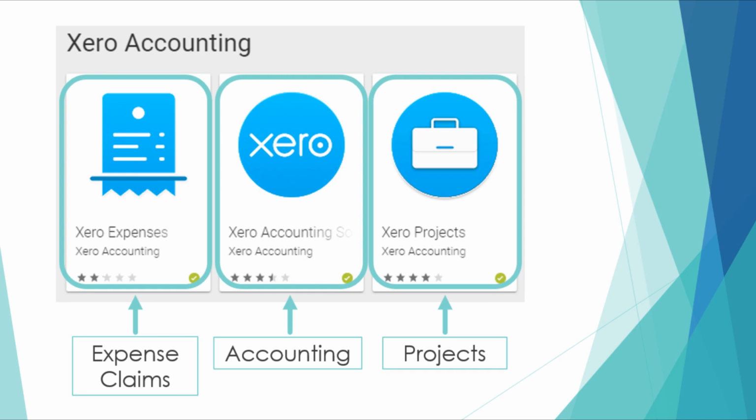If you want to submit an expense claim, you can download and install the Xero Expenses Claims app, and you can submit it on your mobile phone. Or you can access your customer invoices through the Xero Accounting mobile app, or you can update your project status or your tasks or any other invoices that are related to your Xero projects by using the Xero Projects app.